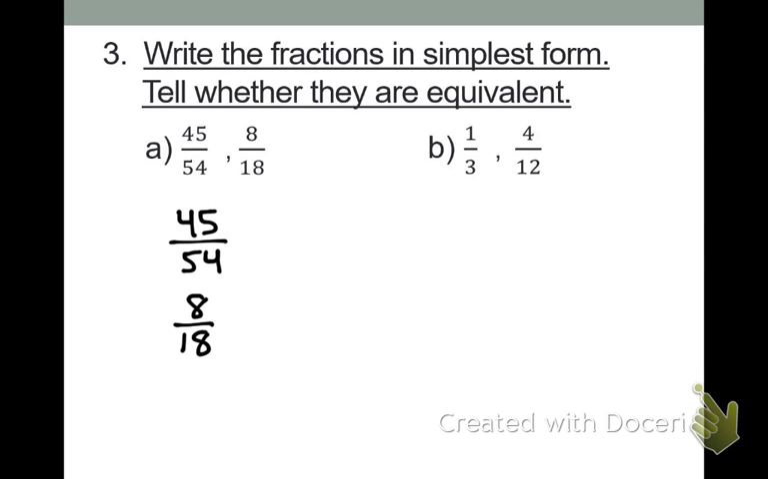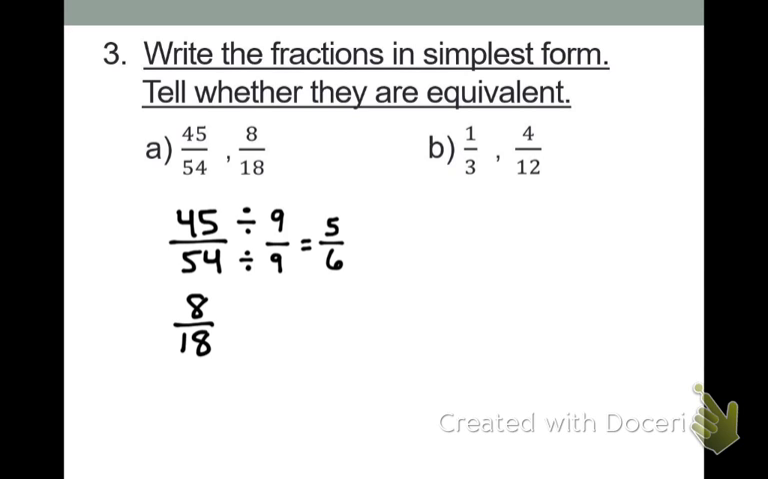What number can go into a 45 that can also go into a 54? The number 9 is correct. That is the biggest number that they both share in common. When I divide by 9/9, it's like I'm dividing by 1 whole. What's the answer? 5/6.